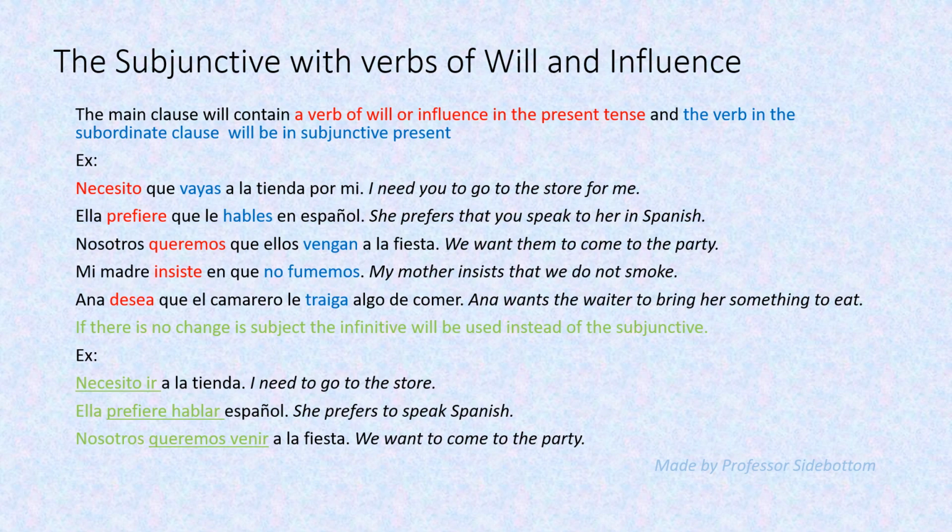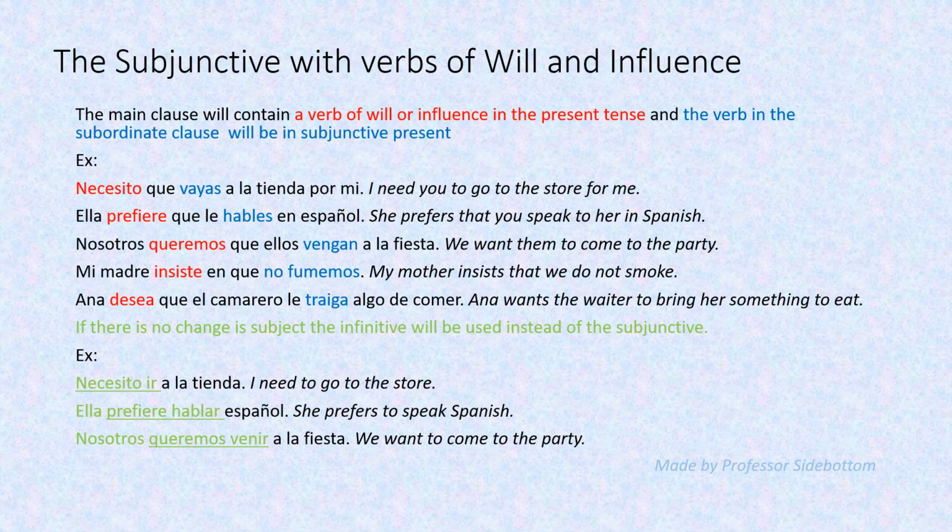Mi madre insiste en que no fumemos. My mother insists that we do not smoke. Ana desea que el camarero le traiga algo de comer. Ana wants the waiter to bring her something to eat. Now, in all of these statements, as you notice, there is a verb of influence in the present tense. Necesito, prefiere, queremos, insiste. And then there is the que, and the second verb in blue is in subjunctive. There is a change in subject as well, because if there is no change in subject, the infinitive will be used instead of the subjunctive, like in the following examples.